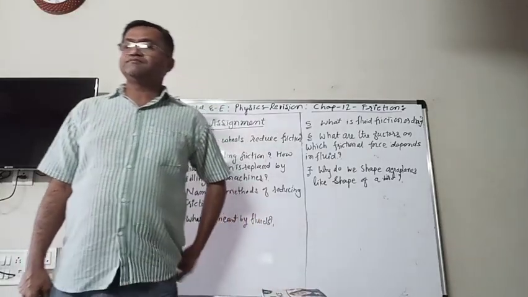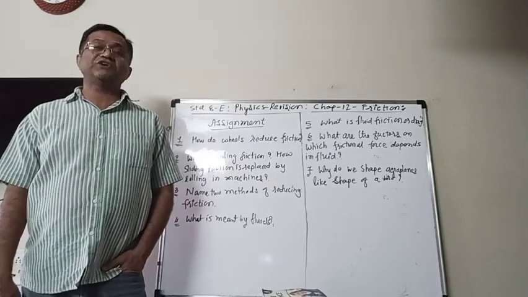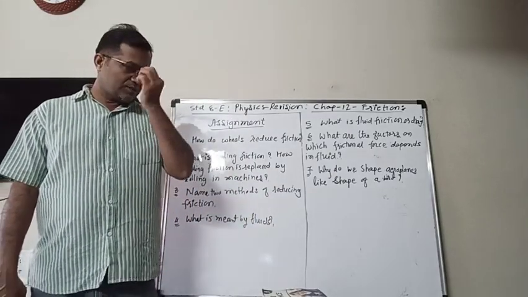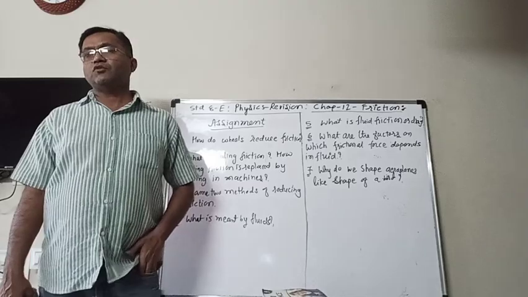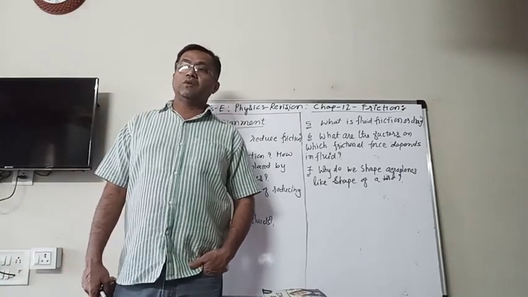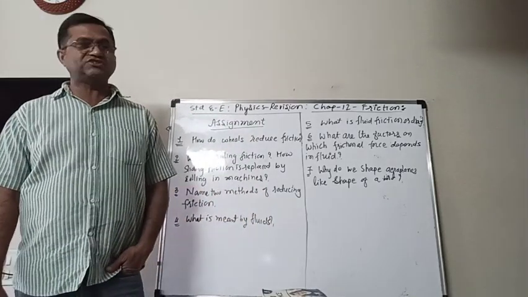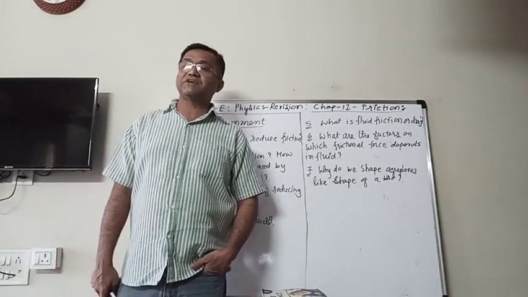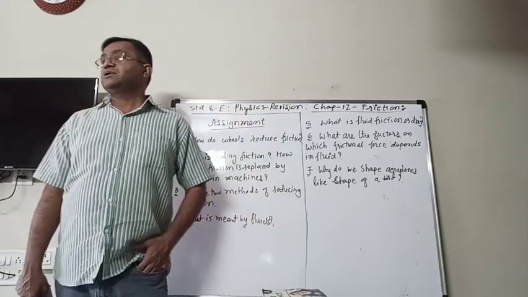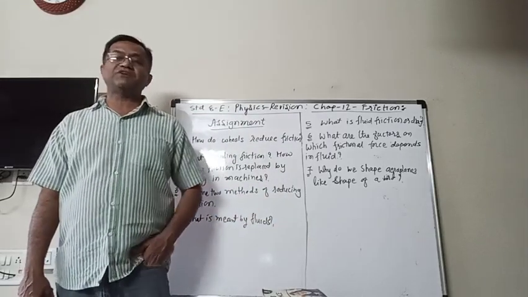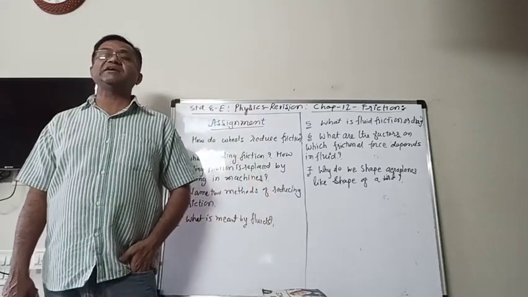In science we are busy with the revision of chapter 12, that is friction. In the last session we learned what friction is, what the causes of friction are, and the factors on which the force of friction depends. Then we learned about the two types of friction, that is static friction and sliding friction.